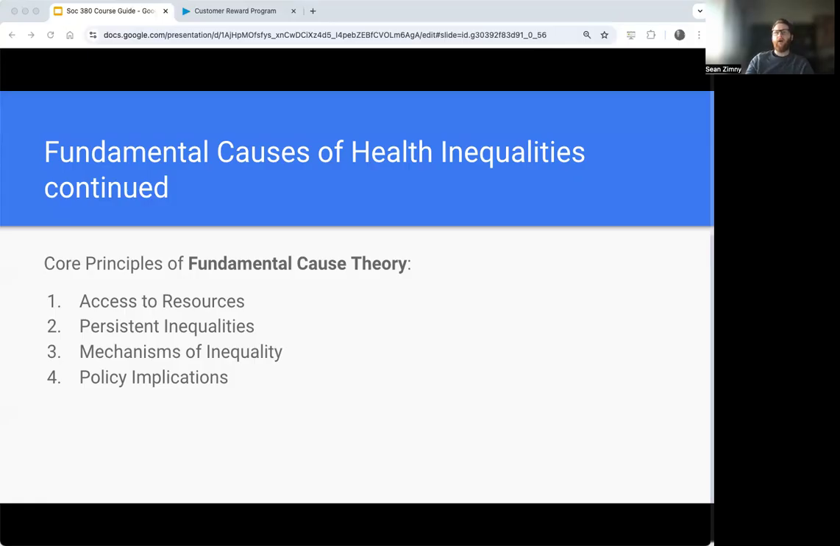So those are the four core principles of fundamental cause theory. Think about that more and more as we talk. This is going to be something that we'll come back to, and likely in certain assignments you may come back to throughout the course.